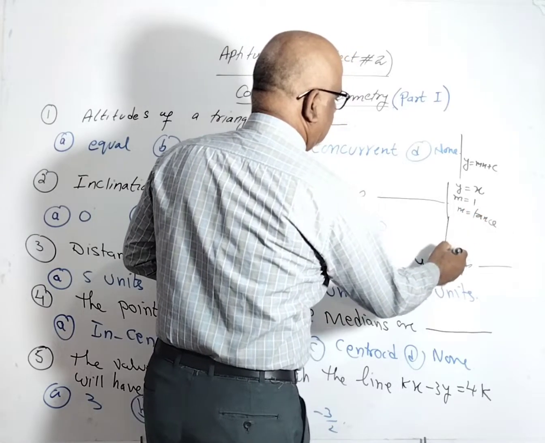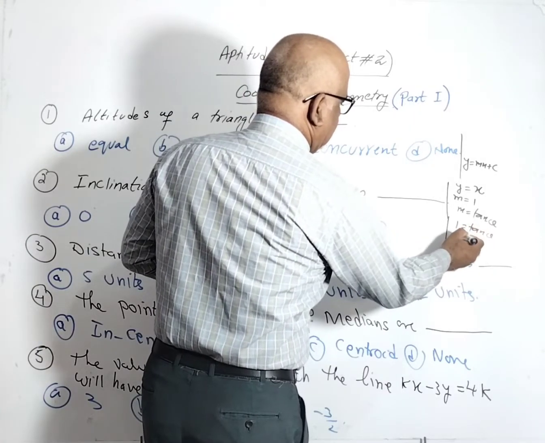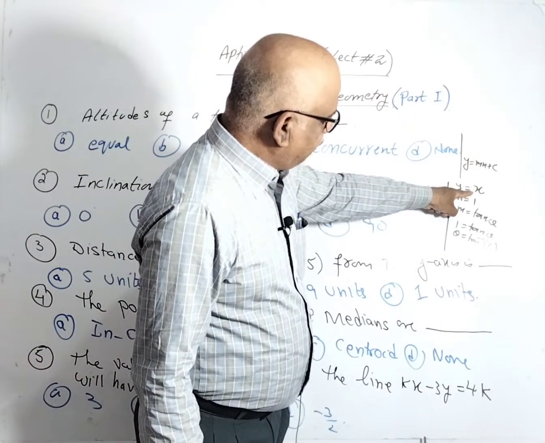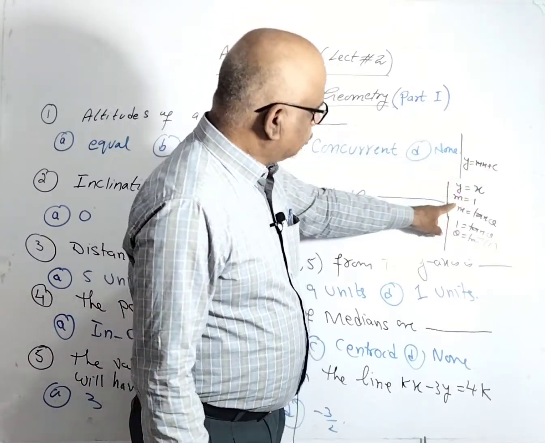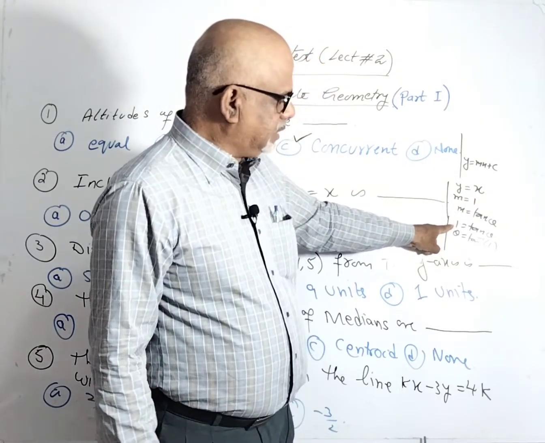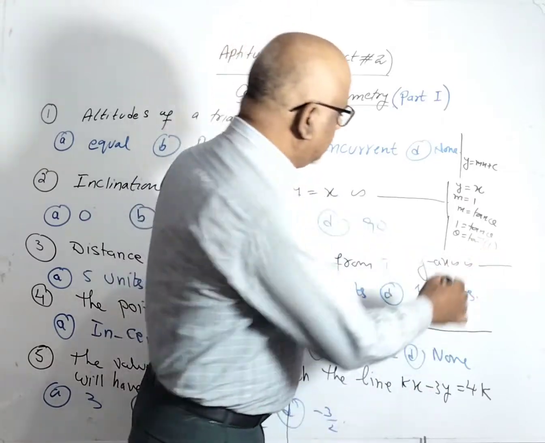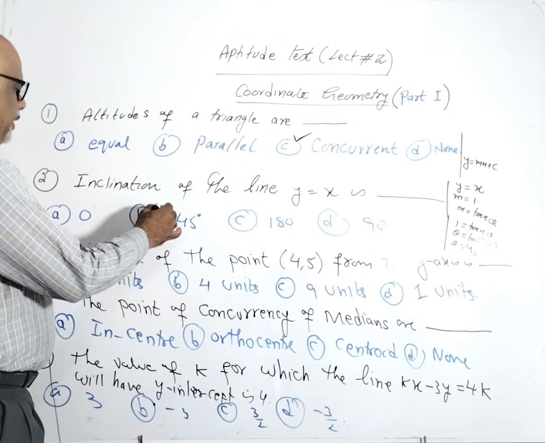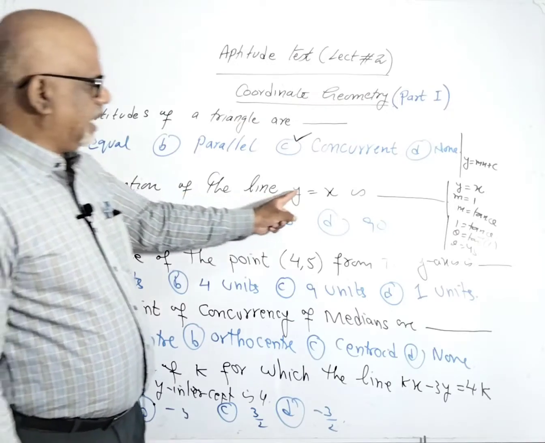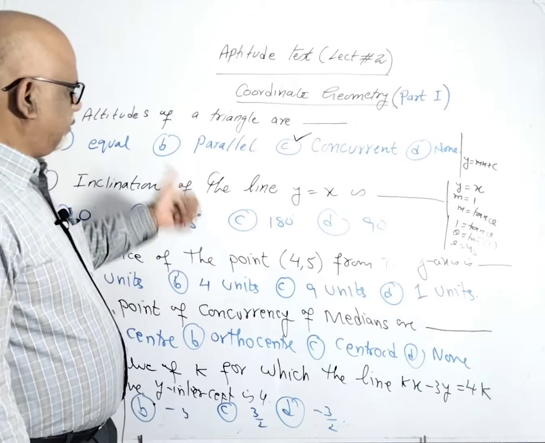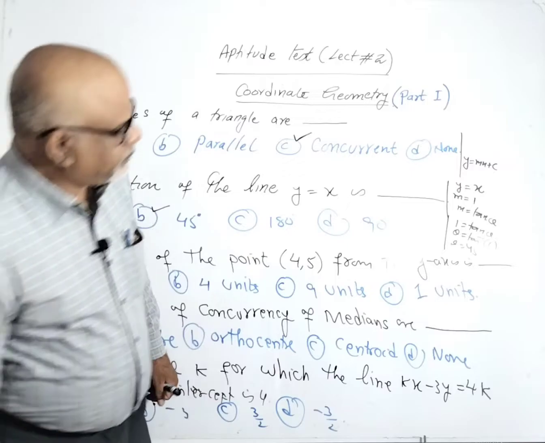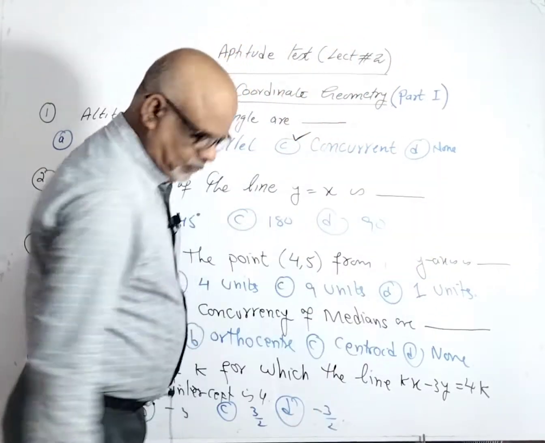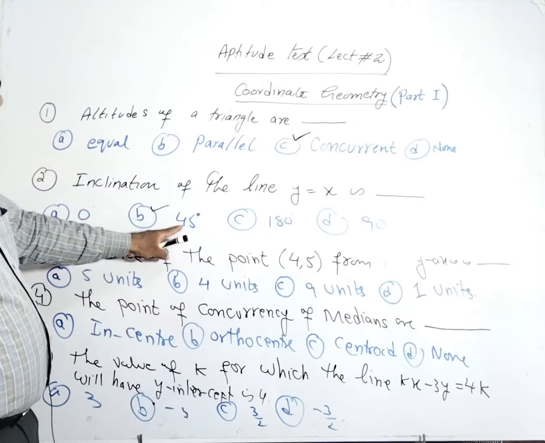tan theta. So m is 1, tan theta = 1, and theta equals tan inverse 1. When we compare this equation with the standard equation y = mx + c, m equals 1. So theta will be equal to tan inverse 1, which is 45 degrees. So option B is correct. The inclination of this line is 45 degrees. So the correct option of the second MCQ is B, that is 45 degrees.